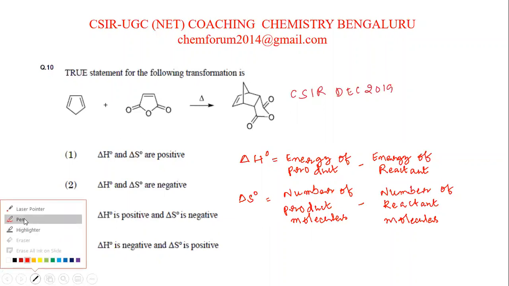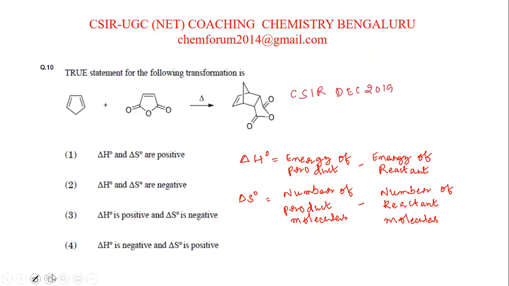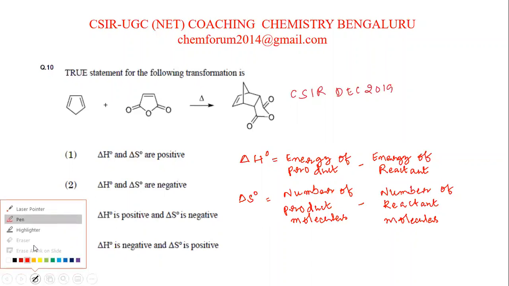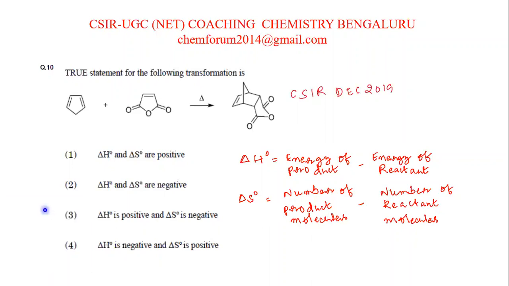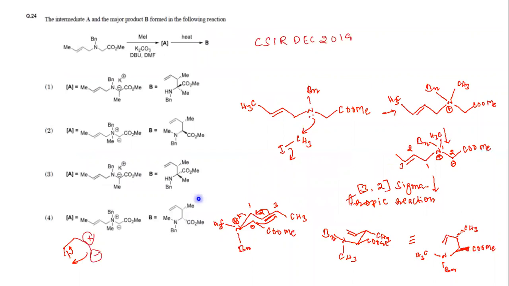So the value will be a negative value. So the correct option for this question is: both entropy and enthalpy are negative.